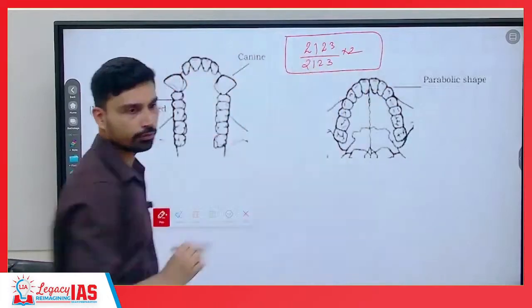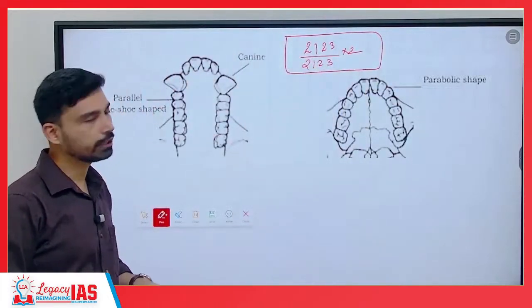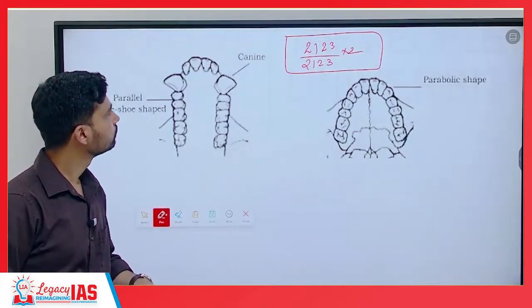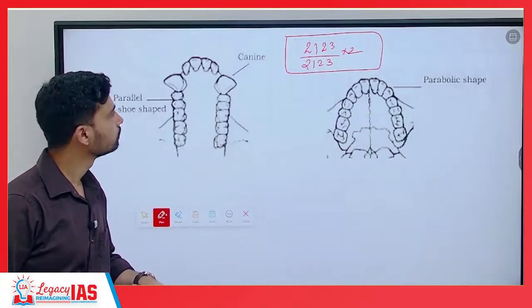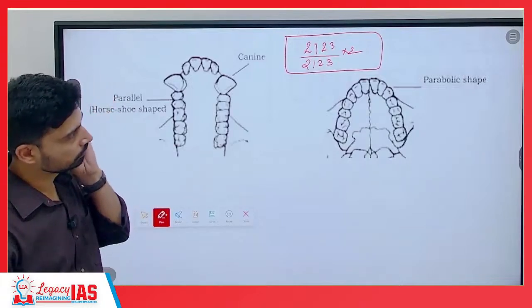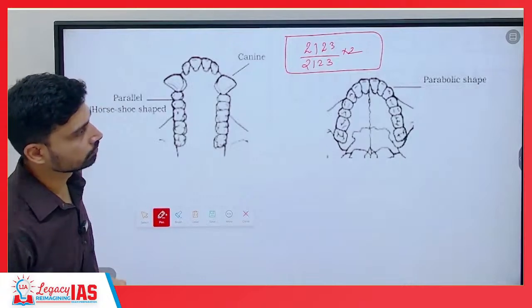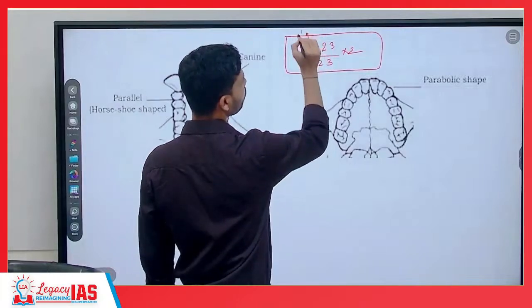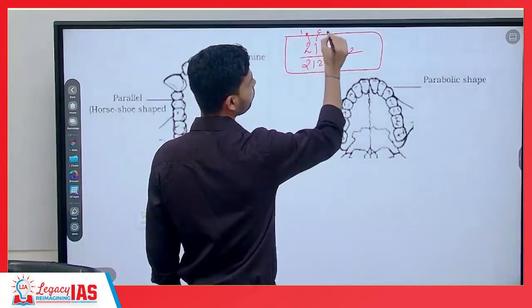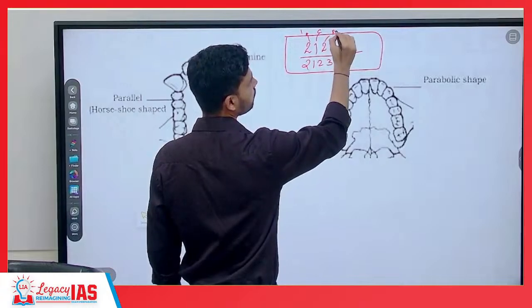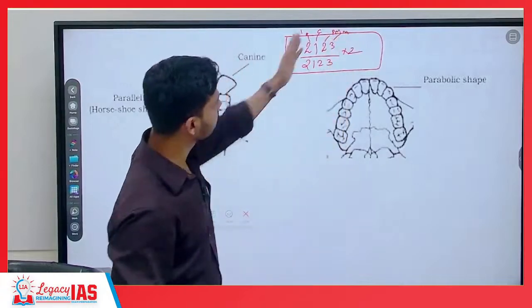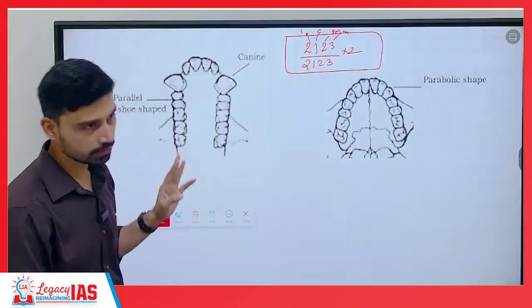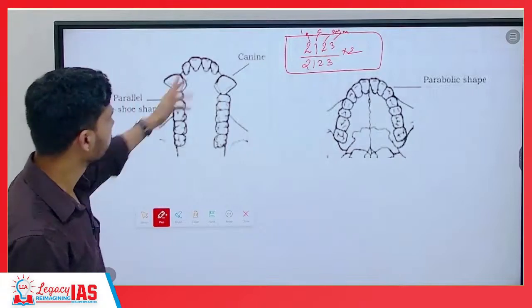Okay, this is the dental formula. 2123 by 2123 into 2. So here, 2 represents what? Number of incisors. Then we have canines. So this on one side, this on the other side, into both up and down. So total how many teeth? 32. So it is the same here.